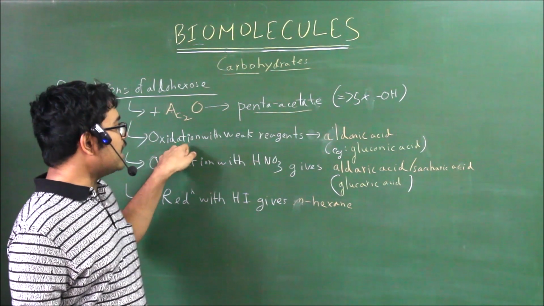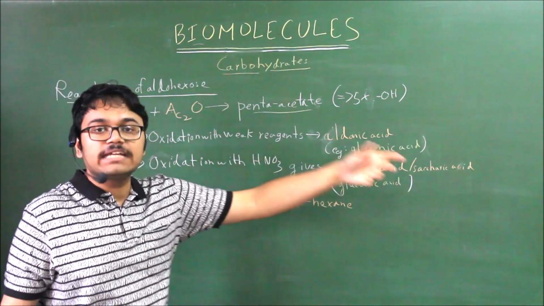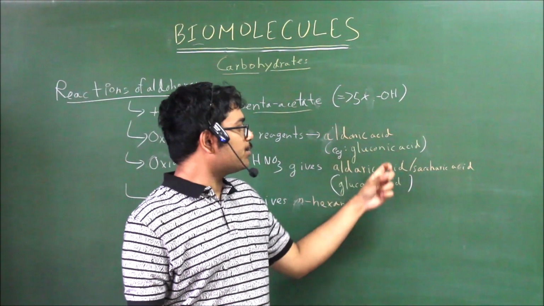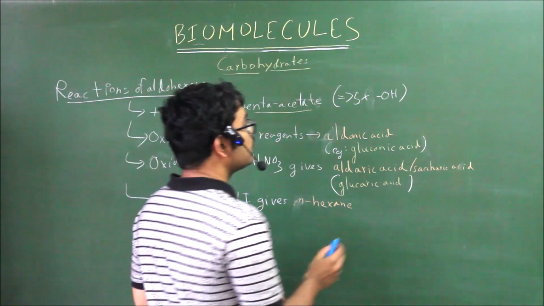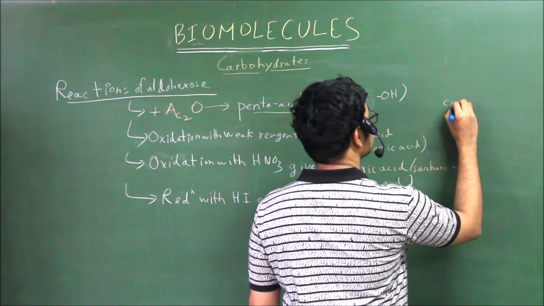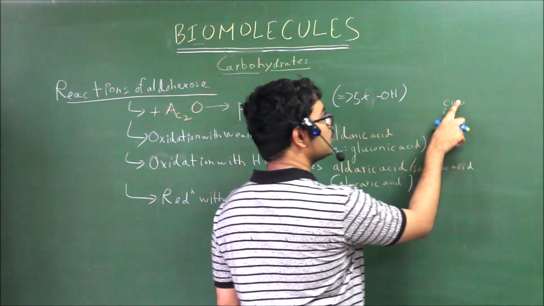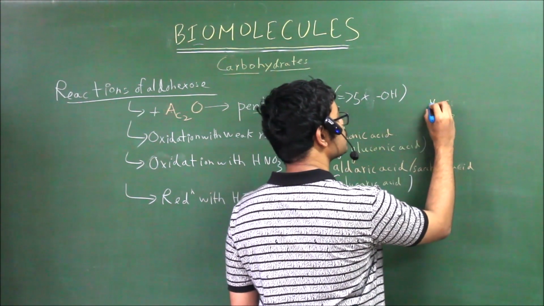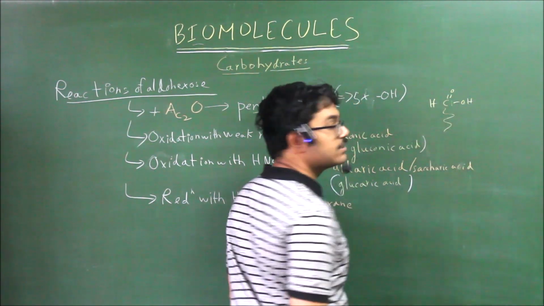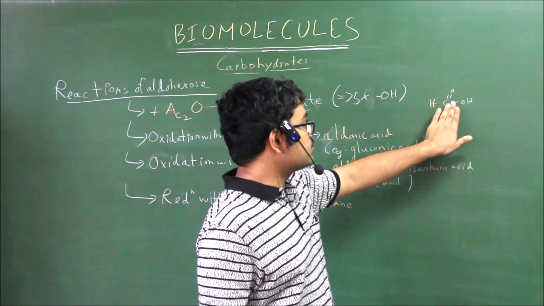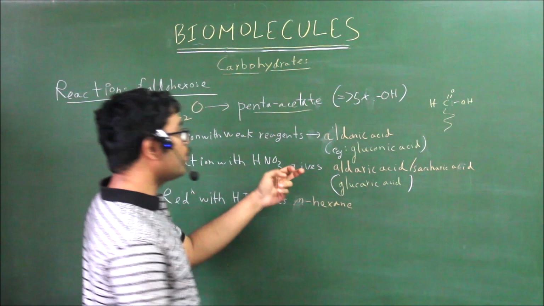Then he tried oxidizing it with weak reagents and he got what are known as aldonic acids. In the case of glucose, he got what is called gluconic acid. Let's see what happened over here. Basically, if you have CHO, then that CHO over here opened up and became a COOH. So this sort of transformation occurred over here. This is oxidizing just the aldehydic group. It doesn't oxidize any of the OH groups on it.